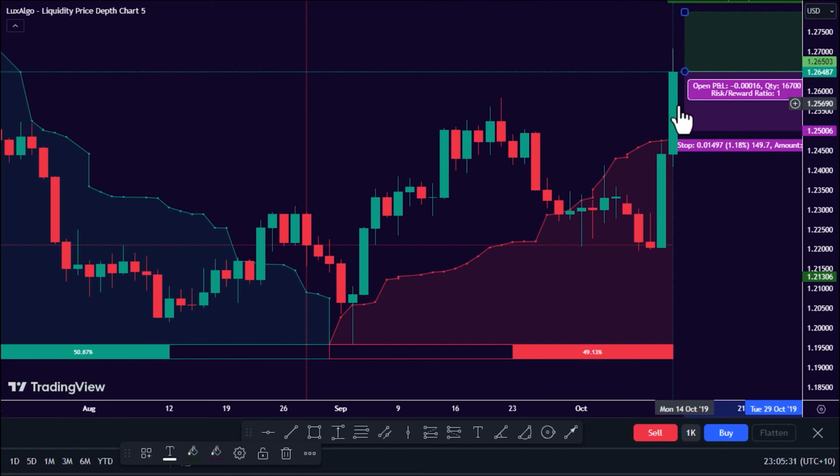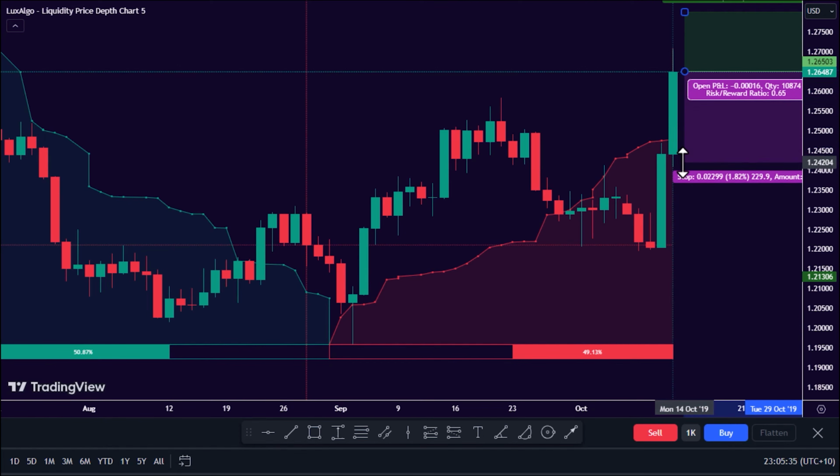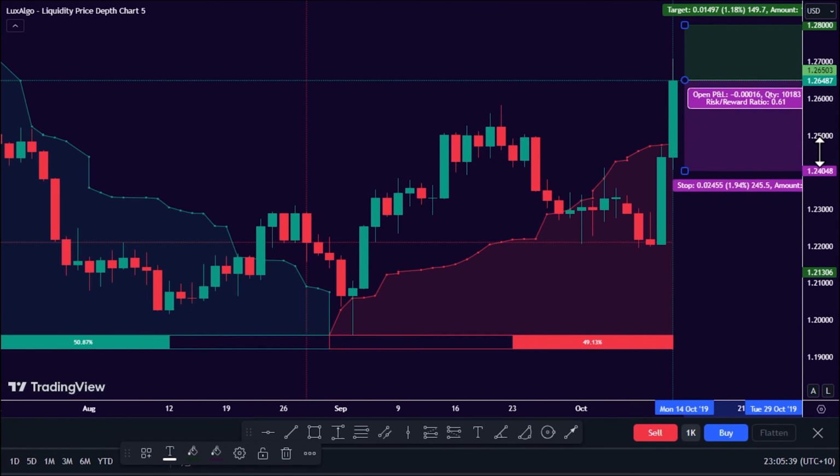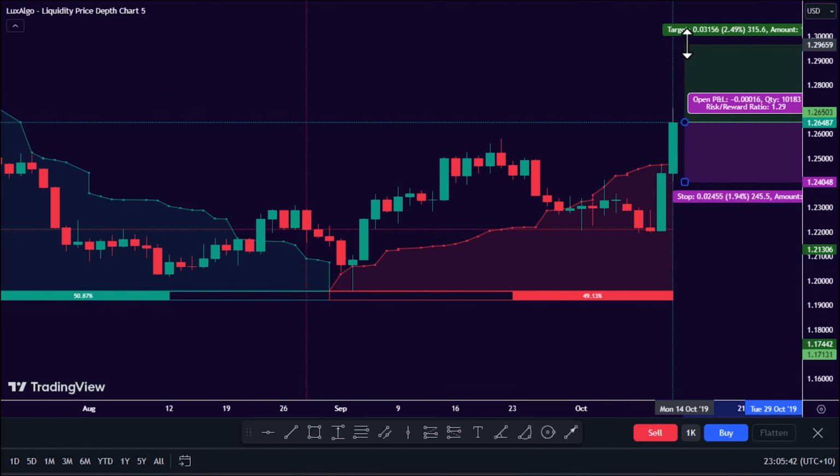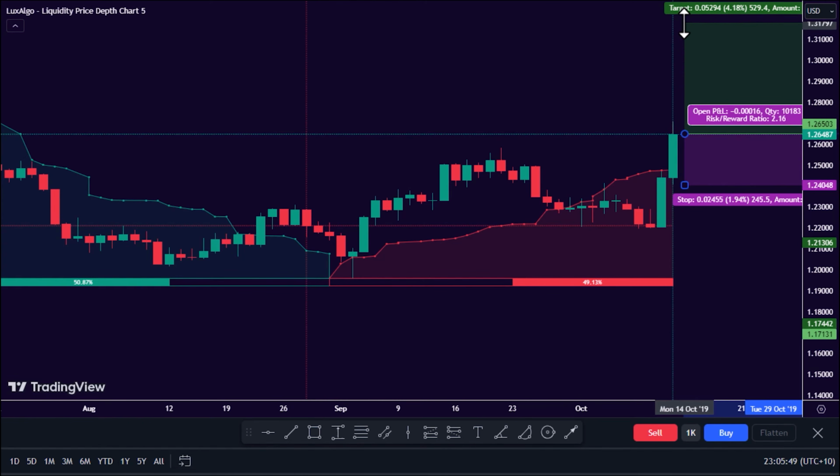For scaling into a long position, watch out for a bearish pullback and see an increase in bullish liquidity before adding into a long position. Target a minimum of 2 risk-to-reward ratios or to the next horizontal resistance line on the price chart.